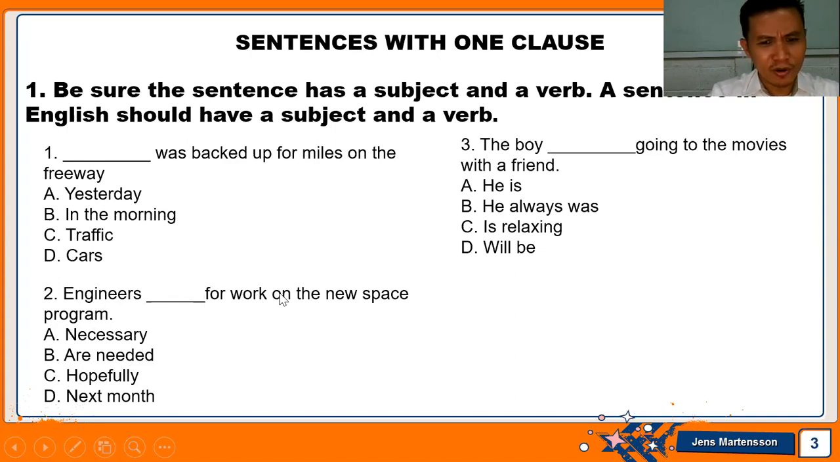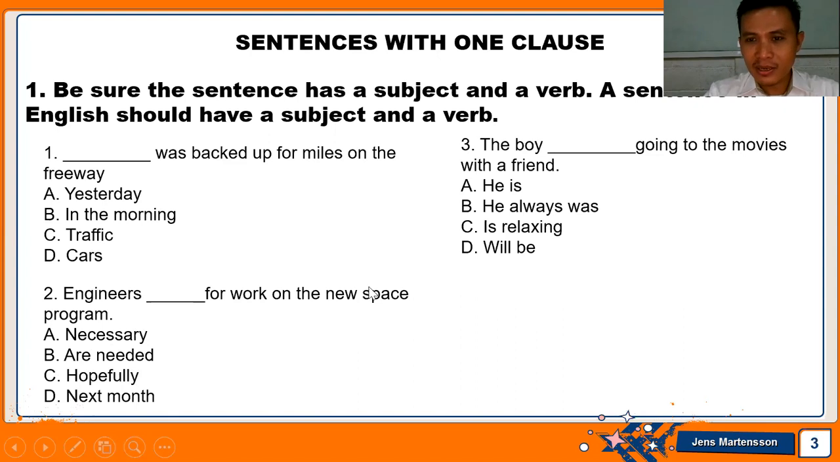Engineers are needed for work on the new space program. Dibutuhkan untuk bekerja di program luar angkasa, ya. Okay, right. So this is very simple, because the only verb we have here is option B, so it's not really confusing. Sometimes if there are more verbs here, that might be confusing. But this one is pretty easy, because the only verb or predicate is option B. So the answer is option B.